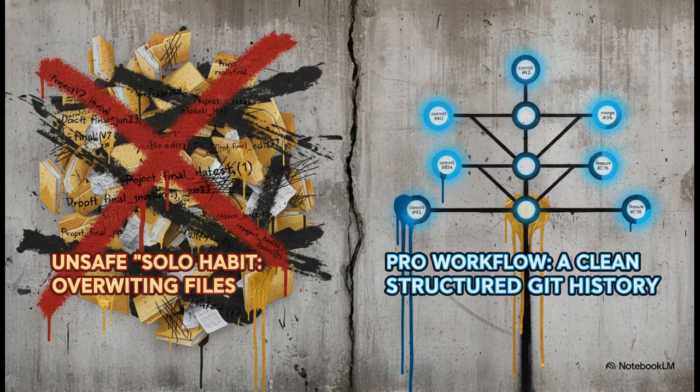Seriously, we've all been there, right? You look at your project folder, and it's just packed with files named project_final, project_final_new, or my absolute personal favorite, project_reallyfinal_v2. We all do it, but let's be honest, this solo habit is fundamentally unsafe. The professional alternative is a clean, chronological Git history. Because in pro software development, you don't build your workflow around overwriting a single file over and over. Instead, you focus on a documented, clear timeline of changes.